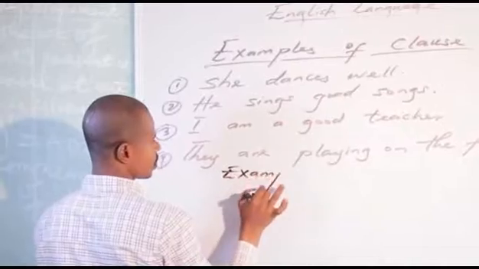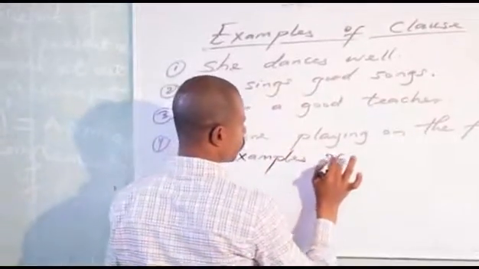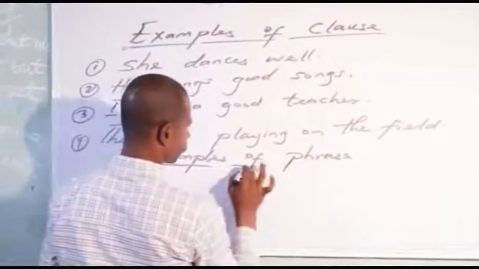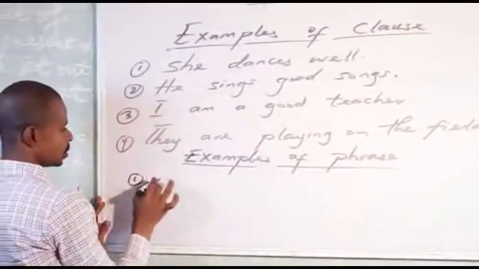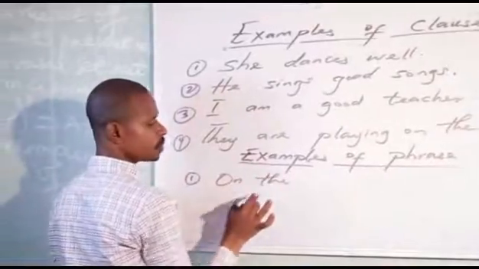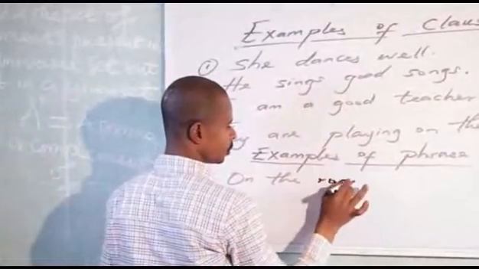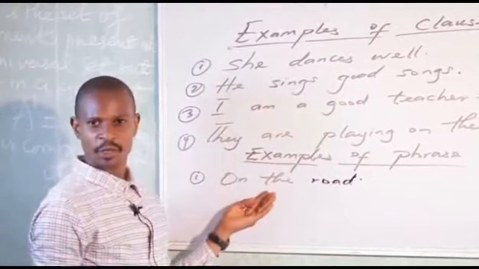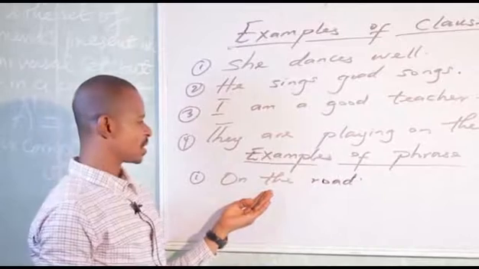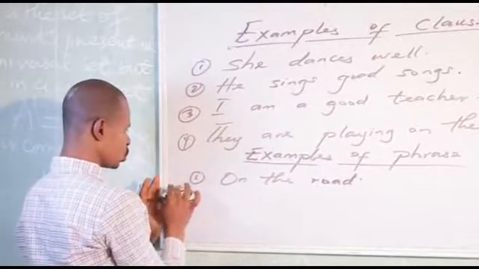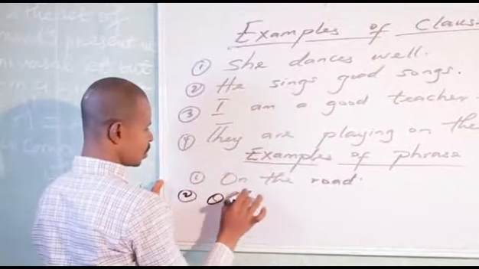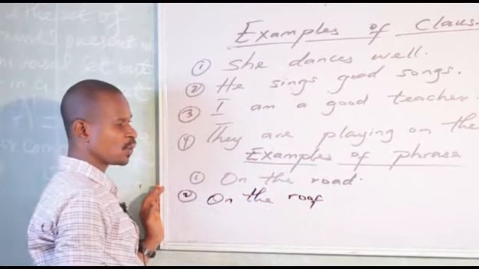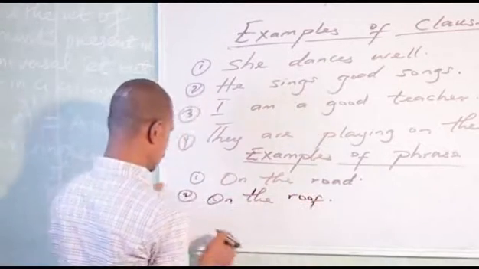Okay? Now let us look at examples of phrases. Look at this. On the road. What happened on the road? We don't know. So this is not a complete statement. This is a phrase. Two, on the roof. What happened on the roof? We don't know.